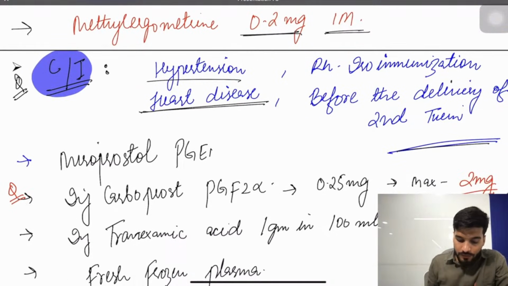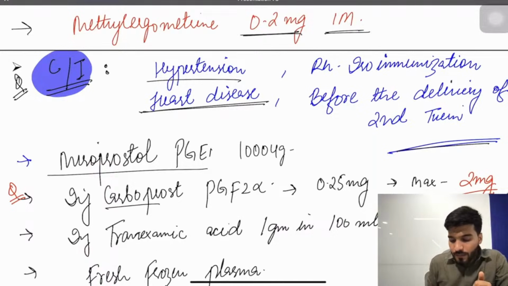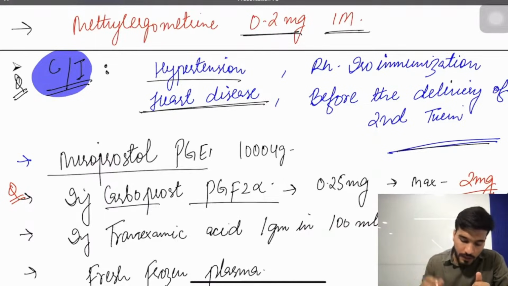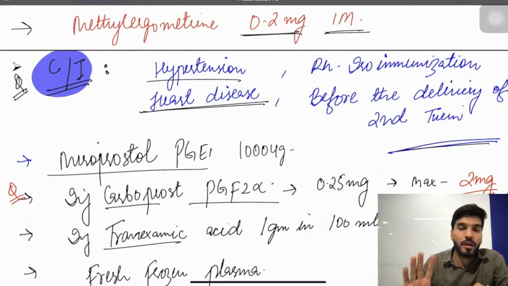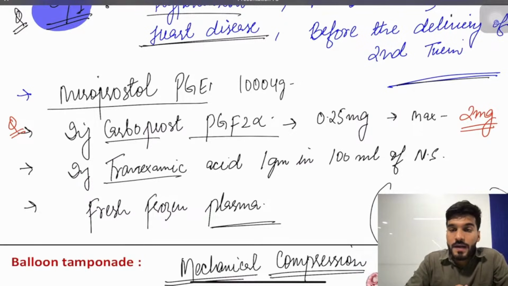Okay, followed by that, we can use misoprostol 1000 micrograms, we can give it rectally or vaginally. Followed by that, injection carboprost, PGF2 alpha, maximum dose of 2 mg, 8 doses you can give with a single dose of 0.25 mg. Okay, we can use tranexamic acid, 1 gram in 100 ml of NS as well to stop the bleeding. Followed by that, if there is a thrombin deficiency, we can use fresh frozen plasma. Remember the contraindication of carboprost, it is asthma.